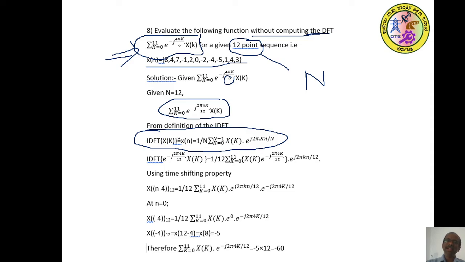Now let us calculate the IDFT for these two terms. That is e power j theta into x of k, means wherever x of k is there, I'll replace it by e power j theta into x of k. Done. If only x of k is there, its IDFT is x of n. But an extra exponential is multiplied. Multiplication by an exponential in the frequency domain is equivalent to shifting in the time domain.